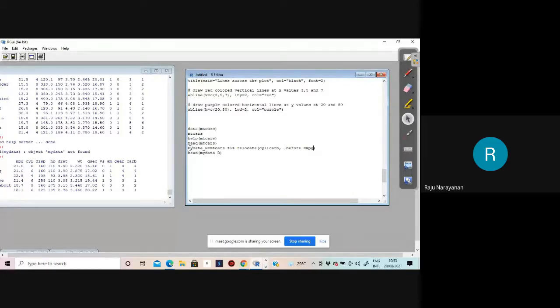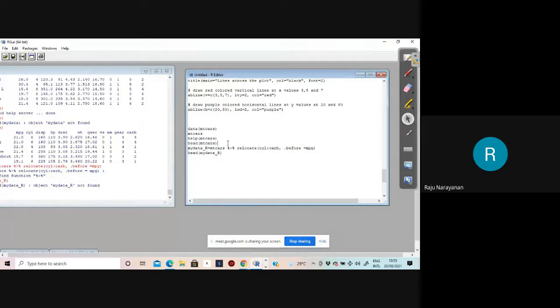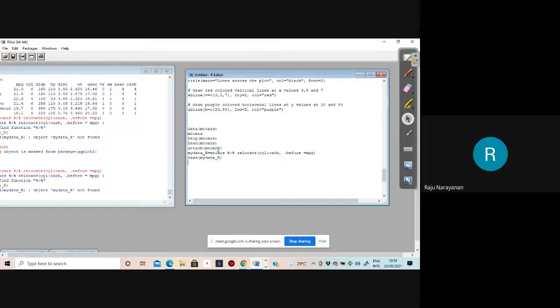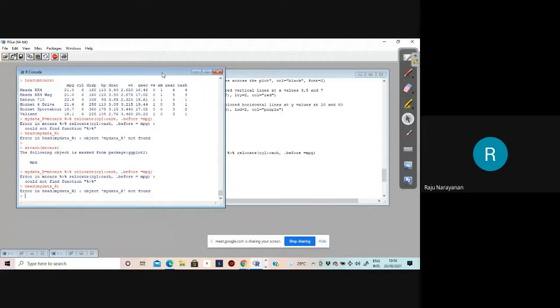What is the reason for a problem? Sometimes it may ask to attach a file. It may say object, yeah, attach empty cars. Attach empty cars. Therefore, this is also good. You may know what the reasons for errors are. What happens? Empty cars, relocate, cyl to carb, before MPG. Error in empty cars before MPG: could not find the percent.